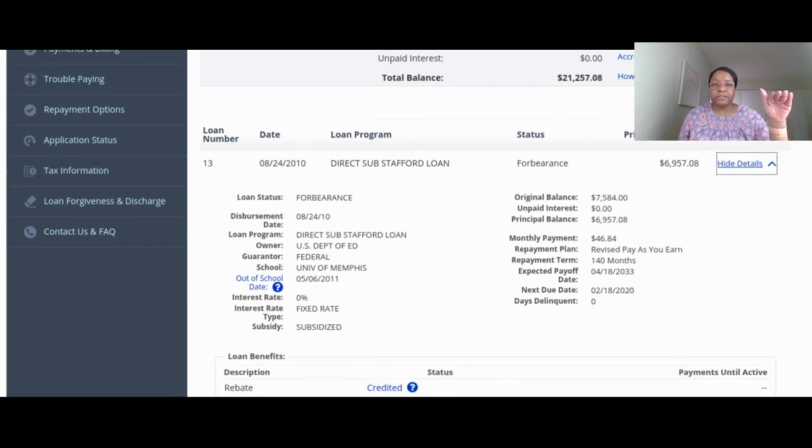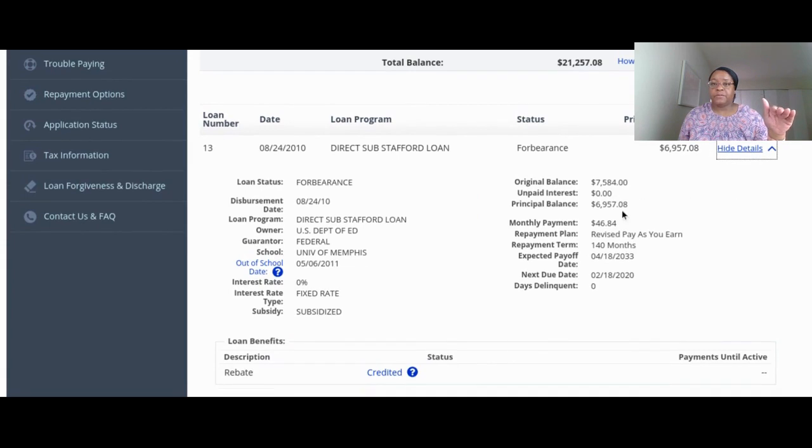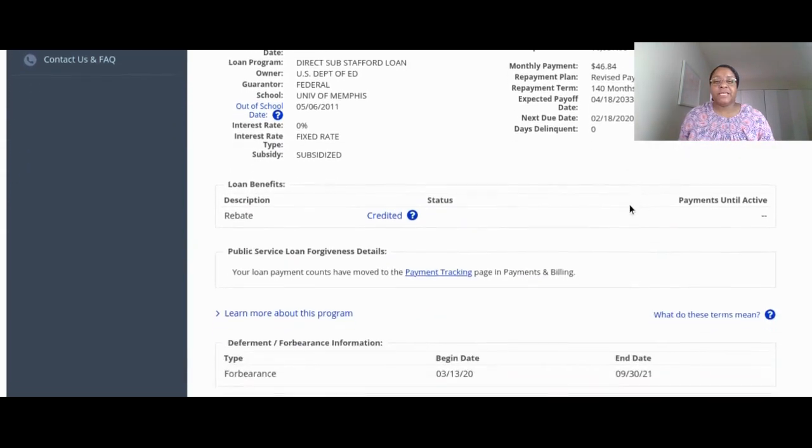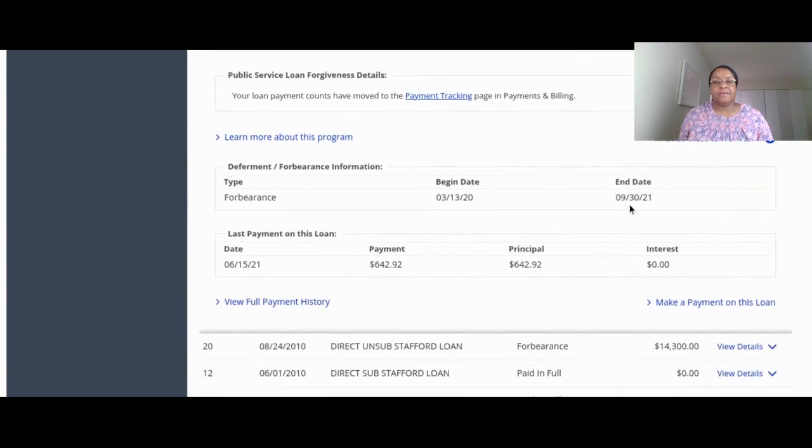But the loan I'm working on is this one, which on the screen for you guys is going to be 13. You'll see what my principal balance is on this loan as of today is $6,957.08, which is under the original balance. So yay for that. Capitalized interest is a bleep, but I'm not going to cuss.